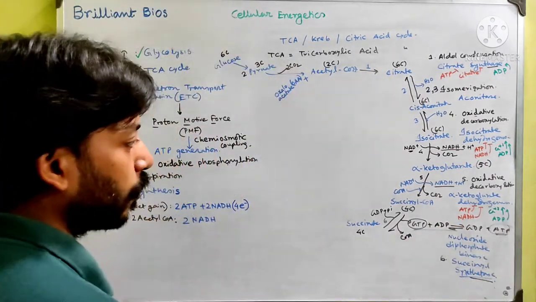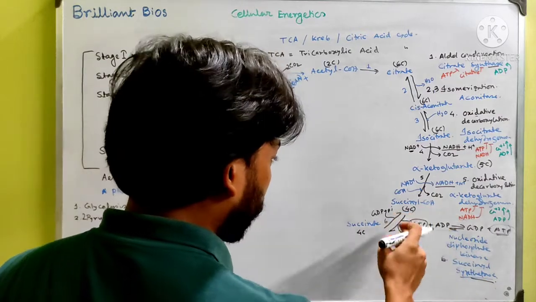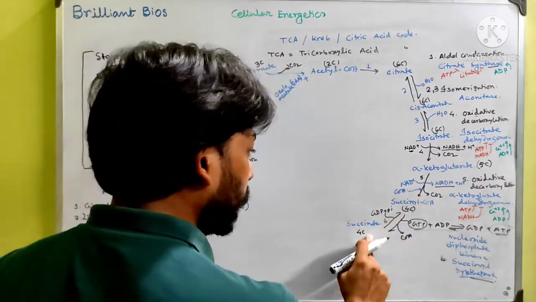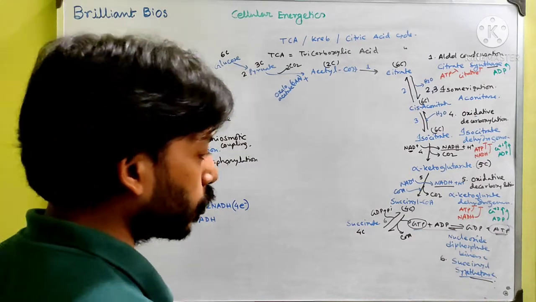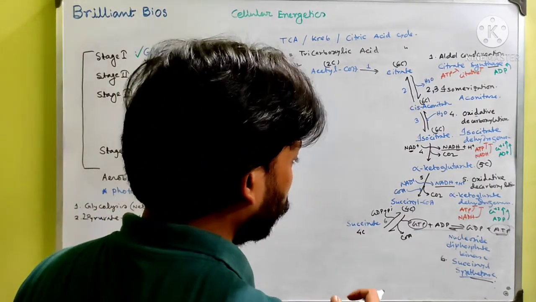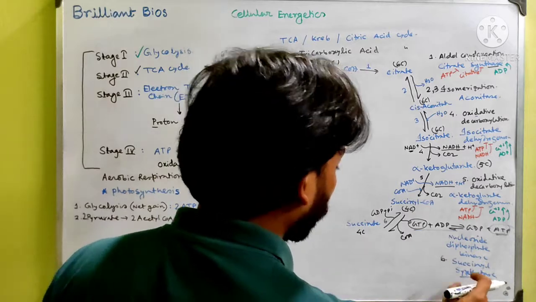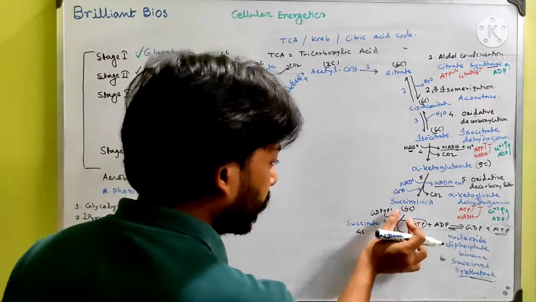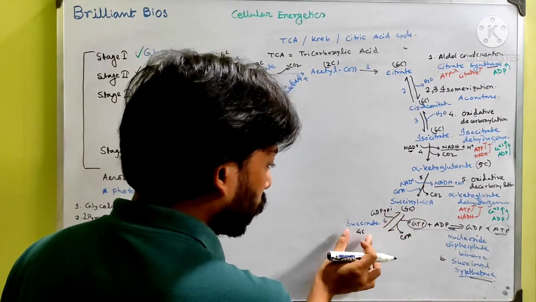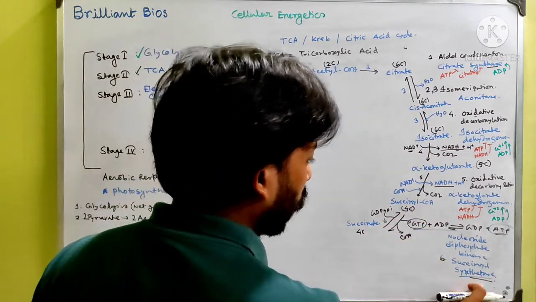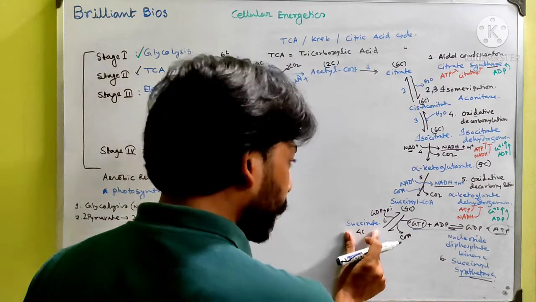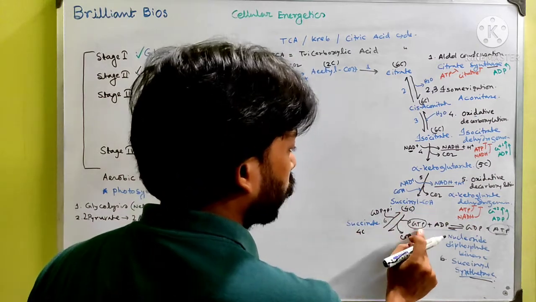But you can ask me why, because from succinyl CoA to succinate, one GTP is actually produced. So why is it called synthetase? Because you have to understand that this reaction is reversible. Succinate can be converted into succinyl CoA. That's why it's called synthetase, because when succinate is converted into succinyl CoA, it uses GTP.